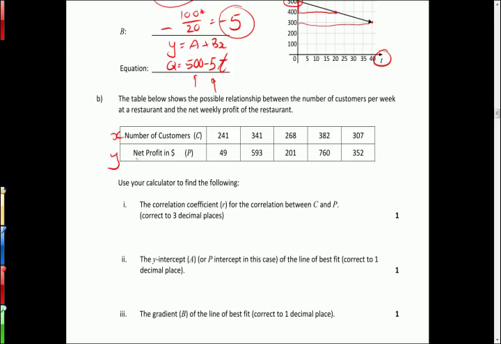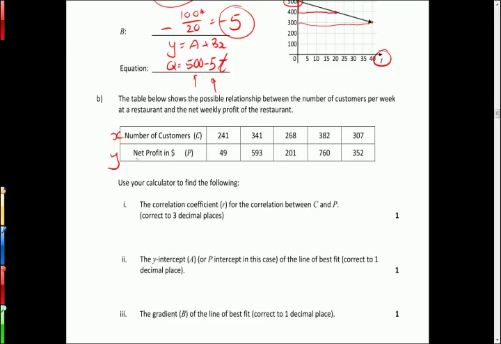On this one, I've got an X column. I'm going to put in 241 equals, 341 equals, 268 equals, 382 equals and 307 equals. Then I'm going to go over to the Y column. I'm going to put 49 equals, 593 equals, 201 equals, 760 equals and 352 equals. I've put all my data in. Now I'm going to press all clear, part of the instructions.